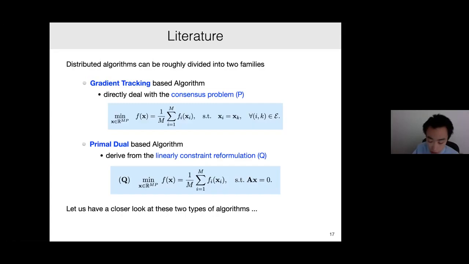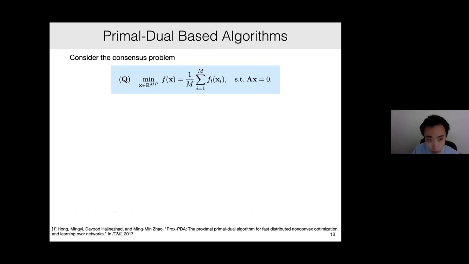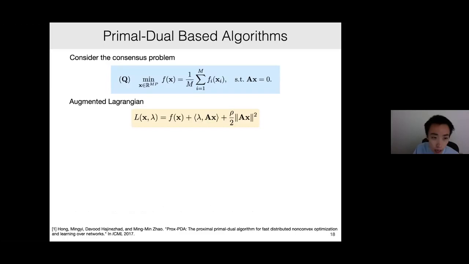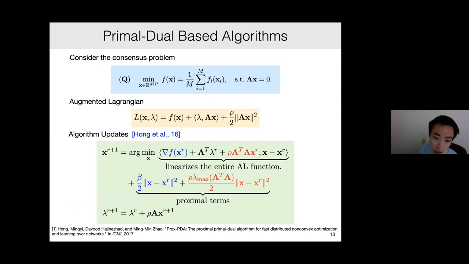To begin with, let's look at the primal-dual-based methods. They focus on this linear constraint problem, and we can easily write an augmented Lagrangian for it. The algorithm is very simple. First, it's a primal step, which basically linearizes the entire AL function, adds two approximation terms, and minimizes over these terms. The dual step is just a dual gradient descent.